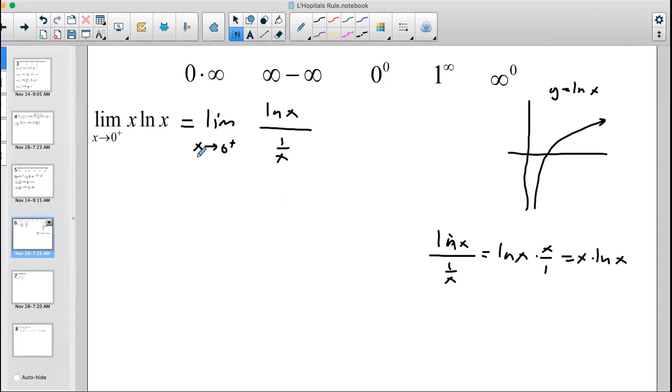And now if I look, as x approaches 0 from the right, log of x approaches infinity, negative infinity technically, and 1 over x also approaches infinity. In this case, 1 over x from the right approaches positive infinity, but it doesn't really matter. Infinity over infinity, infinity over negative infinity is the same thing. So this is basically negative infinity over infinity, which is indeterminate. So I can use L'Hopital's rule. So L'Hopital claims that this limit is equal to this limit.